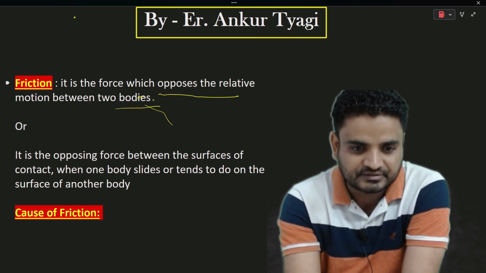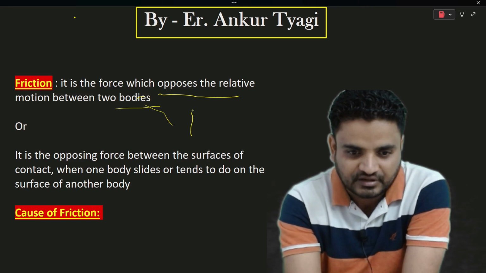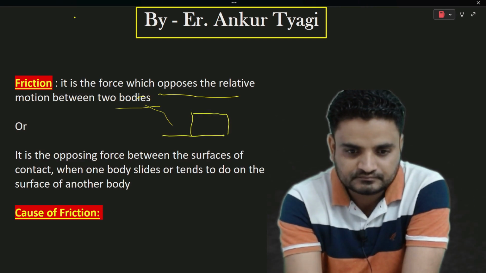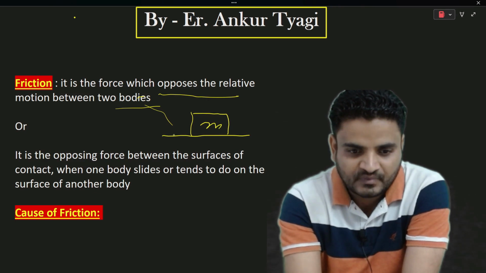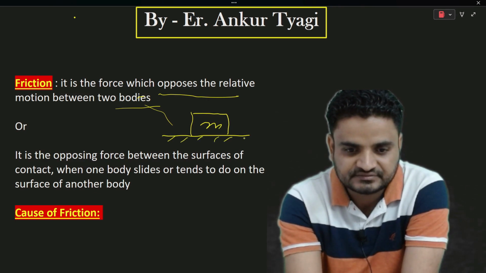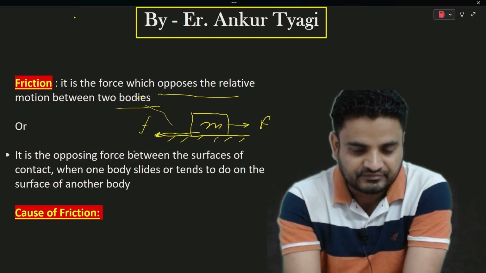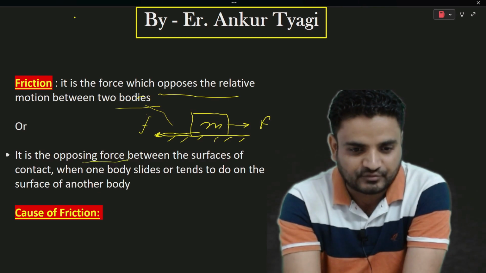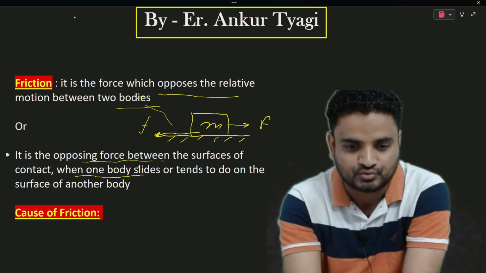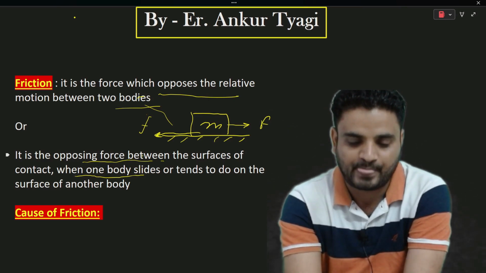between the two bodies. Let's suppose there is a block of mass m, and this is the surface. Now, if we apply a force on this block, friction acts between the surface and block in the backward direction. It always opposes the relative motion. One more definition is there. It is the opposing force between the surfaces of contact when one body slides or tends to slide on the surface of another body. Okay.